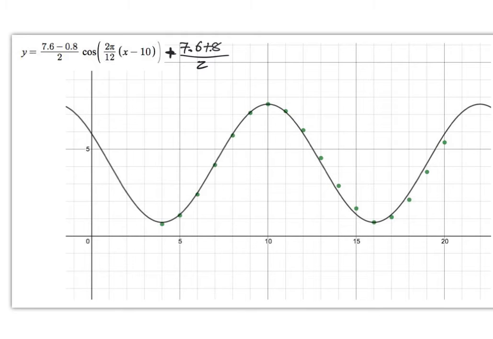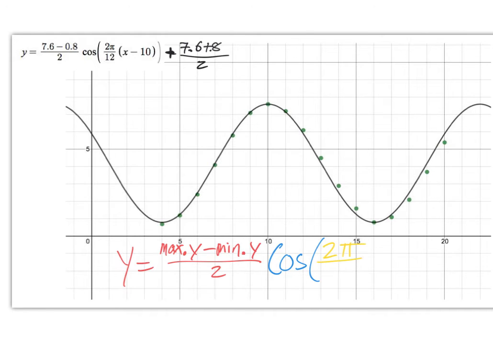If we want to think about this in terms of a general idea here, our equations are going to be like max y minus min y, divide by 2, cosine. For the stuff on the inside, it's always going to be 2 pi divided by the period, so we can describe that as period or the length of that cycle.